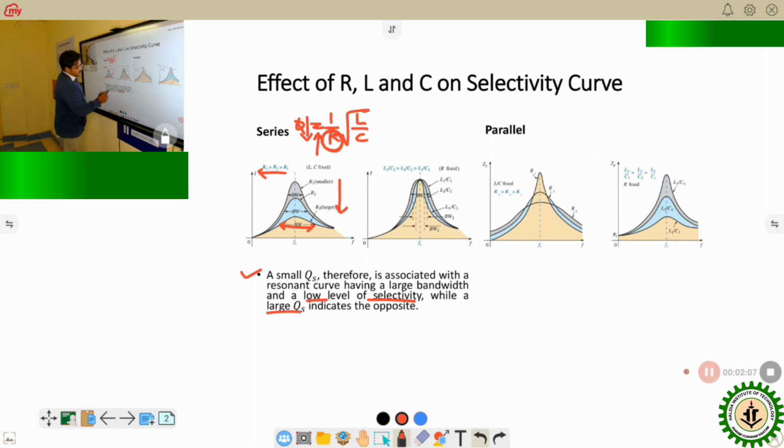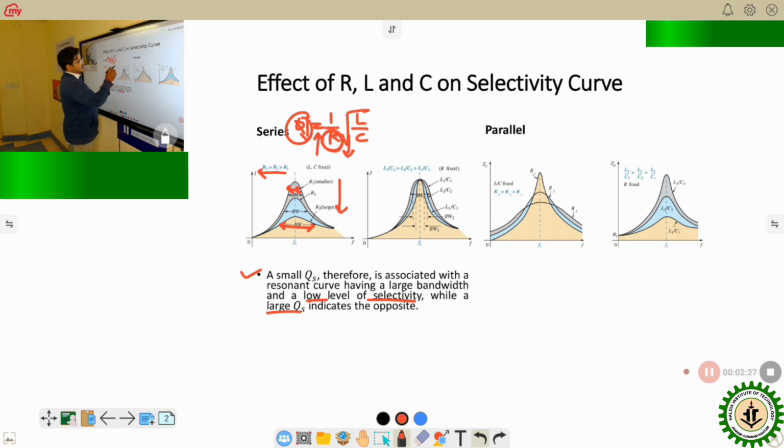While a large Qs indicates the opposite thing. A larger Qs indicates a lower resistance value. Due to the lower resistance value, the Q will be larger, and therefore the bandwidth will be less. So we will have higher selectivity. This way, for the parallel circuit also we can describe the things.